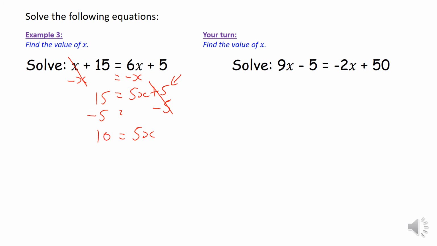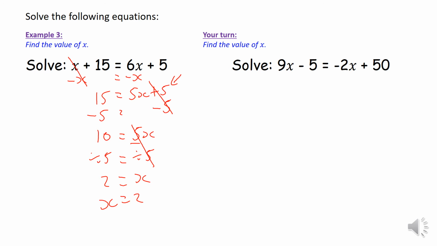So now I've got 10 equals 5x, and I need to get rid of this 5 here. 5x means 5 times x, so to get rid of that 5 I will need to divide by 5. Divide by 5 on the left also. On the right hand side I'm left with x. 10 divided by 5 is 2, so 2 equals x. Or we can say x equals 2.